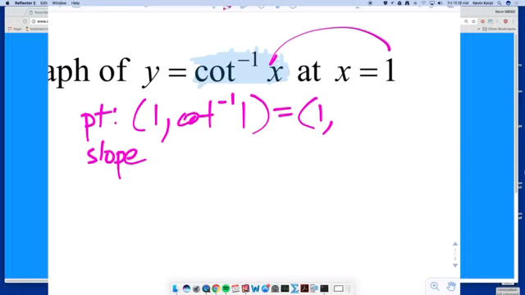Pi fourths, right? Remember, pi fourths is square root of 2 halves, square root of 2 halves. So x over y, you get 1. So that is pi fourths. You'll get an angle, pi fourths.